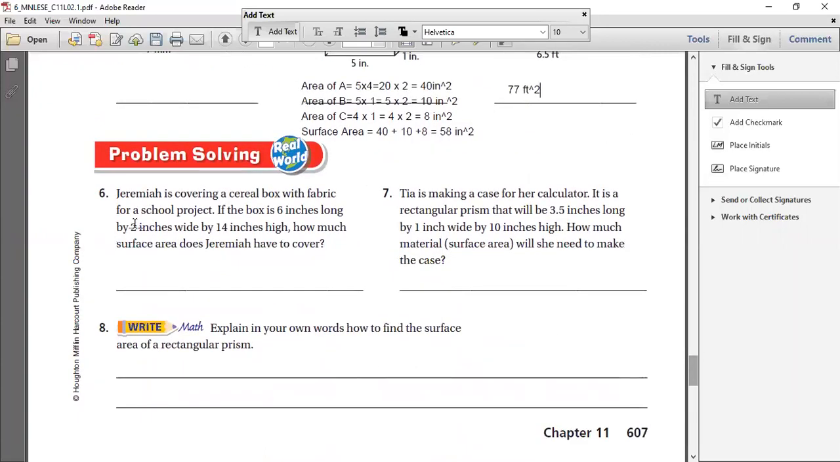Okay, moving to problem solving. Jeremiah is covering a cereal box with fabric for a school project.